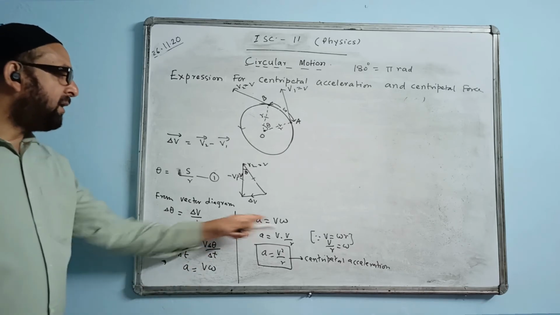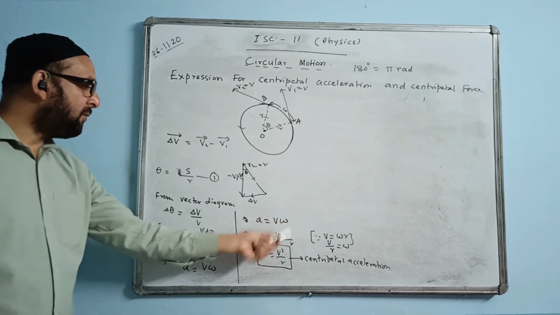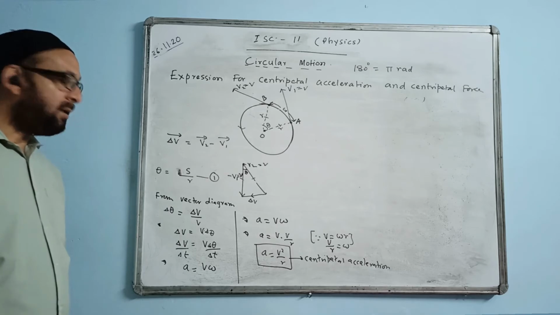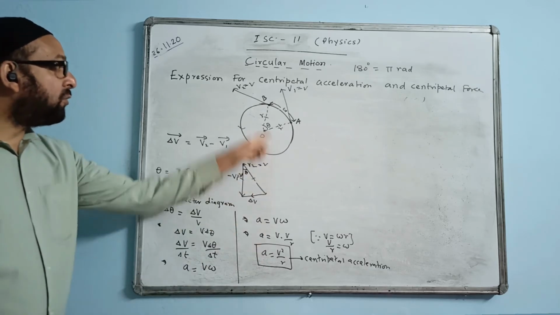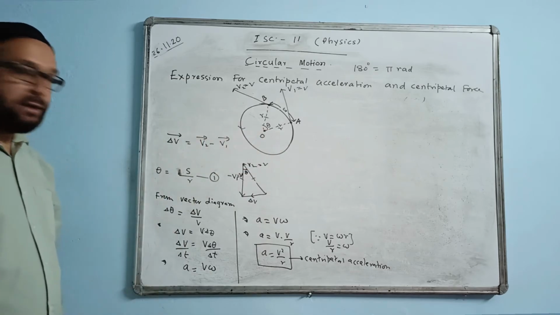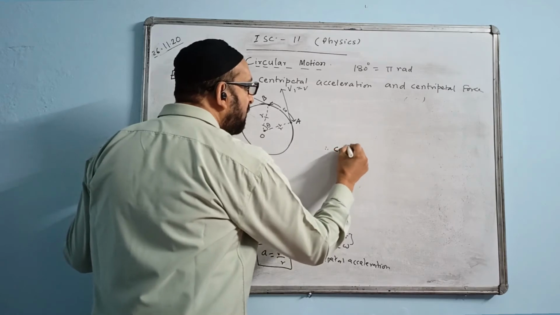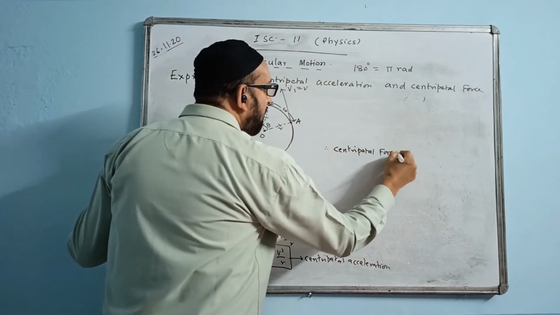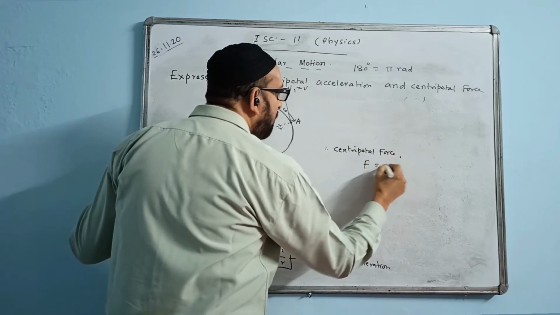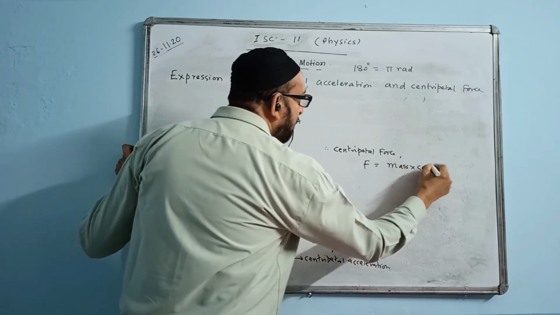So we have the formula a is equal to v omega, and omega value we put as v by r. So ultimately the formula becomes a equal to v square by r. This is the magnitude of the centripetal acceleration. Therefore centripetal force F will be equal to mass into centripetal acceleration.